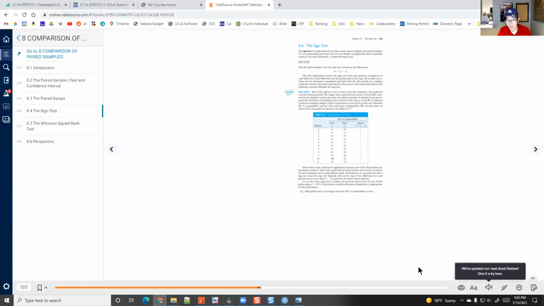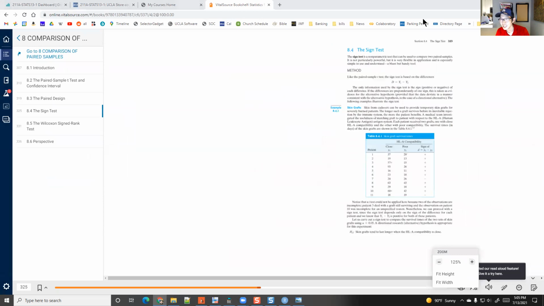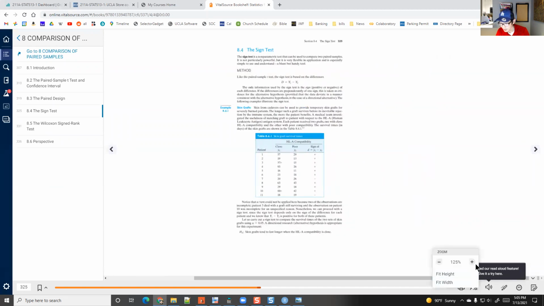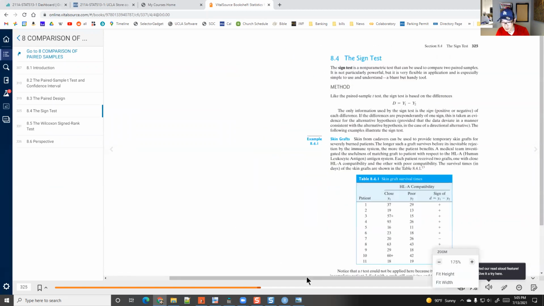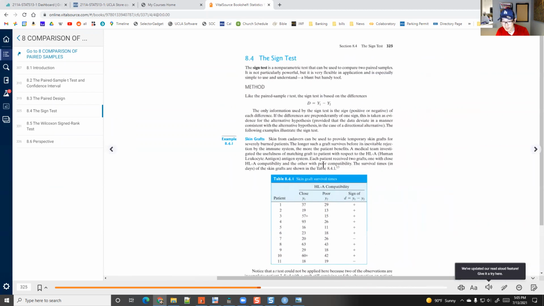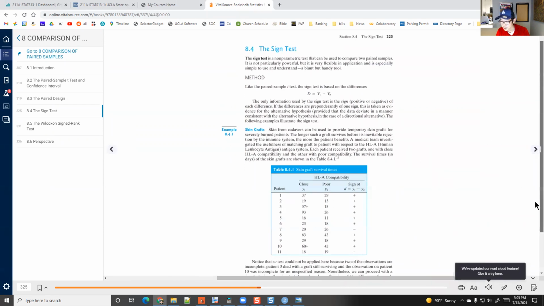How do I use this? All right, let me just read this example from the textbook here. Okay, so here, oh geez, what a morbid example.